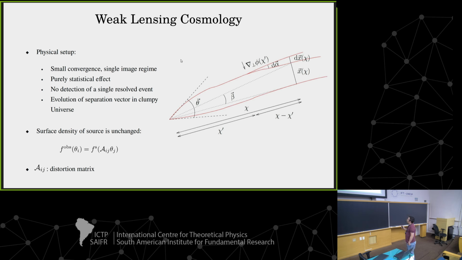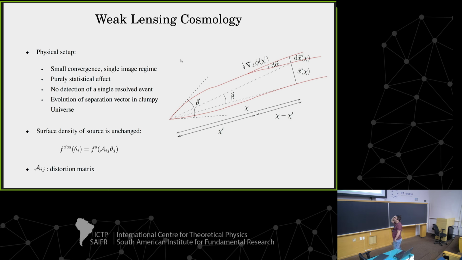And we're basically interested in understanding how this separation vector, dx here, which is going to be related to this deflection angle, evolves in this clumpy universe that we have and see in the skies. So basically, the surface density of the source is unchanged, and this is going to relate the angles or the sizes of the objects unlensed by this distortion matrix Aij here.